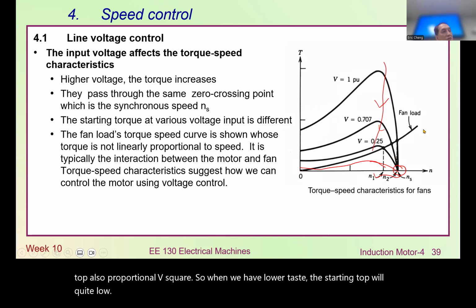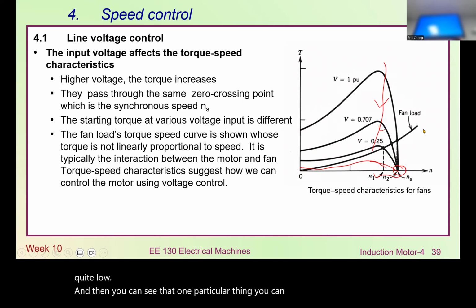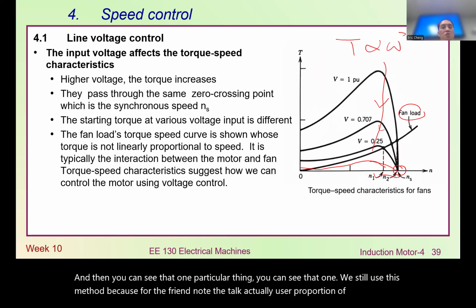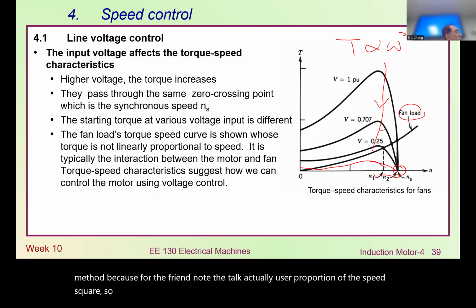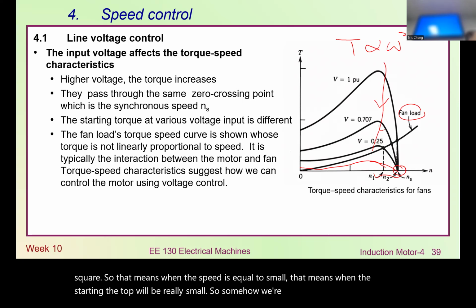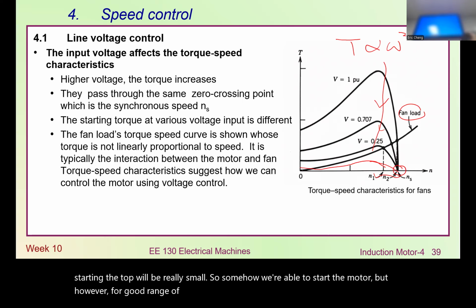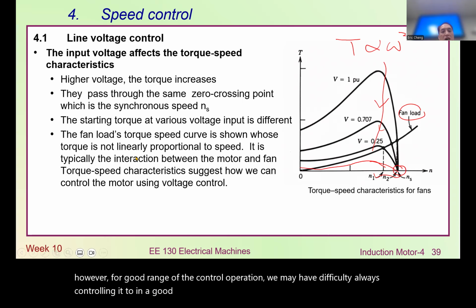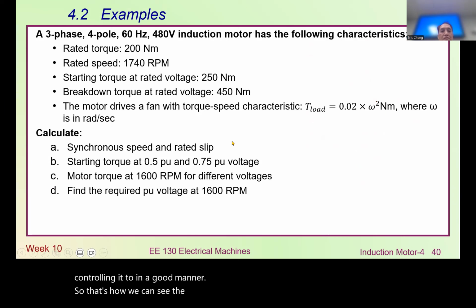And then you can see one particular thing about why we still use this method. Because for the fan load, the torque is usually proportional to the speed squared. So that means when the speed is small, that is when starting, the torque will be really small. So somehow we're able to start the motor. However, for a good range of control operation, we may have difficulty controlling it in a good manner. So that's how we can see the operation. So let's see an example of how we can do that.